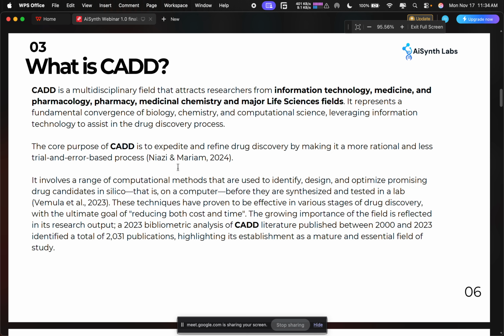Yeah. So it says it represents a fundamental convergence of biology, chemistry, and computational science, leveraging information technology to assist in the drug discovery process. So it's the computational methods that help us to identify, to design, to select, and to optimize promising drug candidates on computer before they are then synthesized and tested in the lab. So that's what computer aided drug discovery is. The goal is to expedite drug discovery. The goal is to refine drug discovery, make it faster, make it less of a trial and error based process.